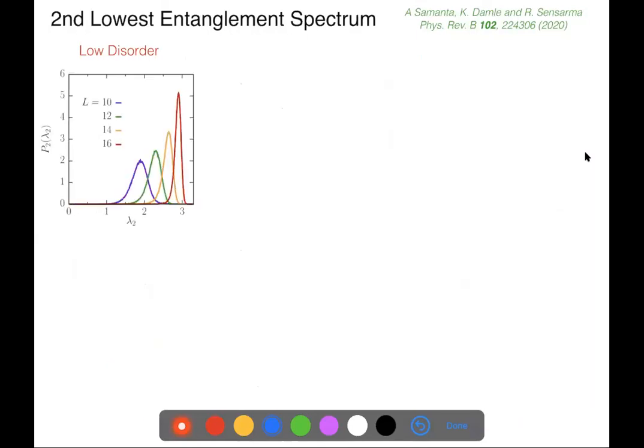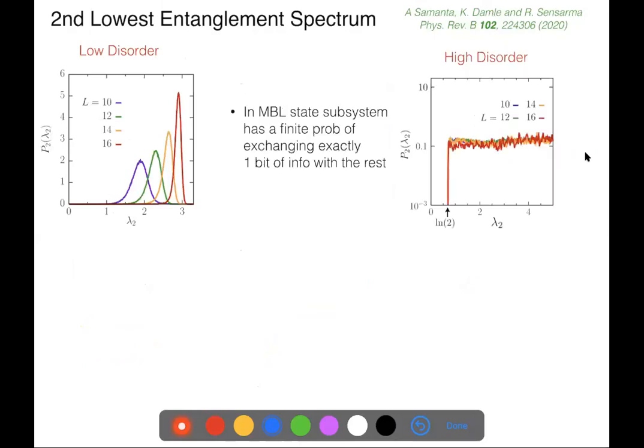We did look at the second lowest entanglement spectrum value, and there was some more interesting stuff. If you look at low disorder, the distributions are not the same, but they look very similar. However, at high disorder, at H of about 8, I have plotted P2 of lambda 2. Realize that P2 has to be less than half by definition, so lambda 2 should be greater than log 2. Now you plot the distribution.